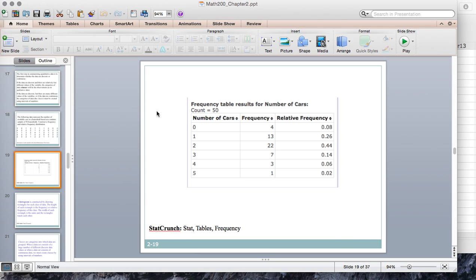Now, since we don't have very many levels of this, meaning I don't have households that have 100 cars, it's pretty easy to display all of the possible values here. So this is treated exactly the same way that our qualitative data was with the M&M colors.